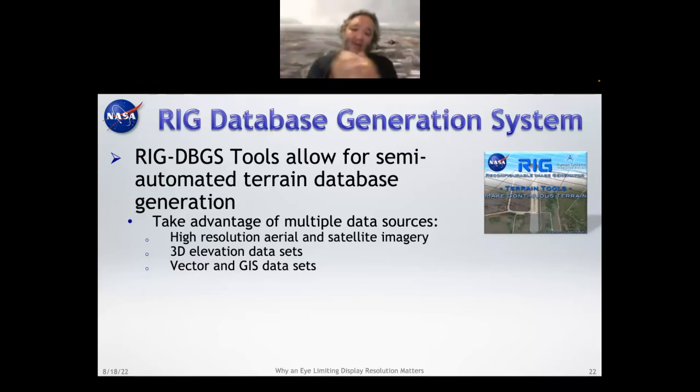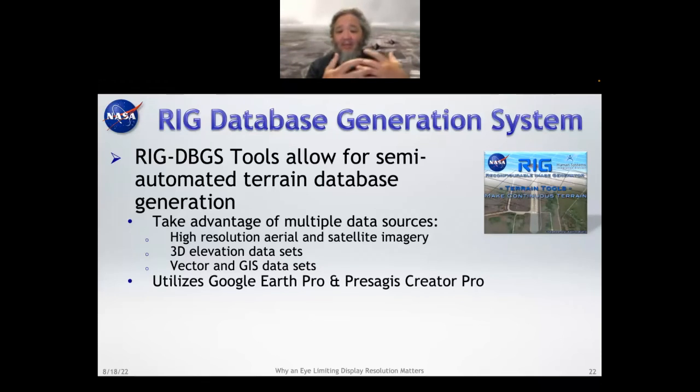And so we built a tool called the RIG DBGS, or Database Generation System. And that takes advantage of multiple high resolution data sources from NASA, from the USGS, different agencies. Most of it was open source, and we were able to take that data, pull that information in, and process that into a very high fidelity real world database based on actual imagery versus it being synthetically generated where a modeler has to go out and model a building or things like that. This also utilized some Google Earth capabilities, as well as a company called Presagis Creator, which I actually used to work at in the past.